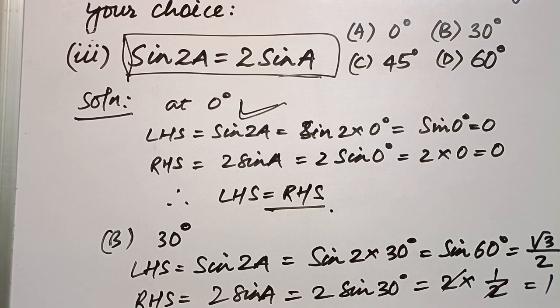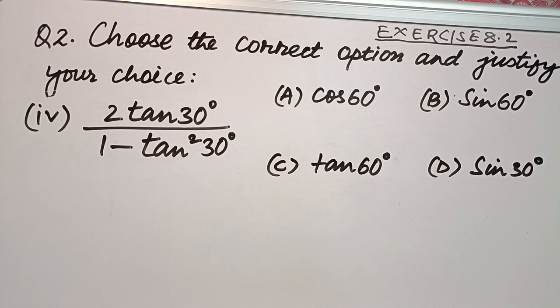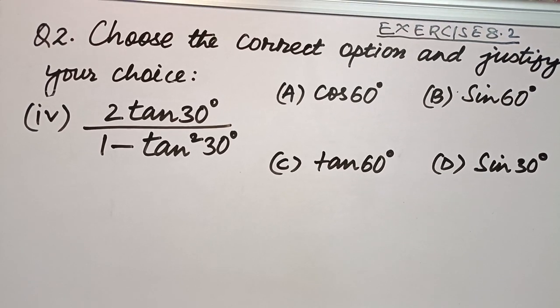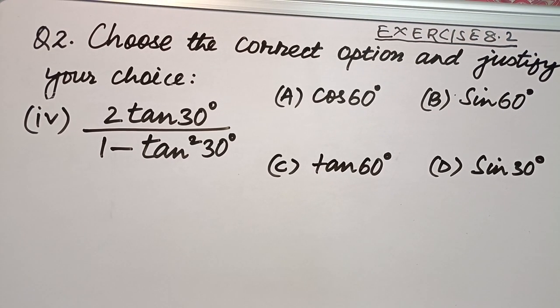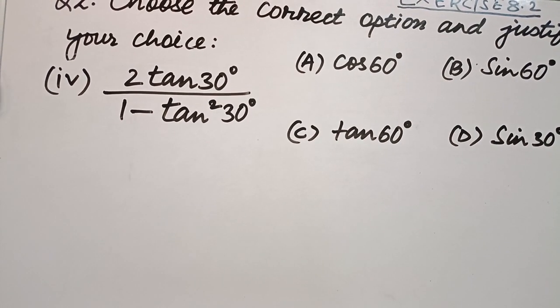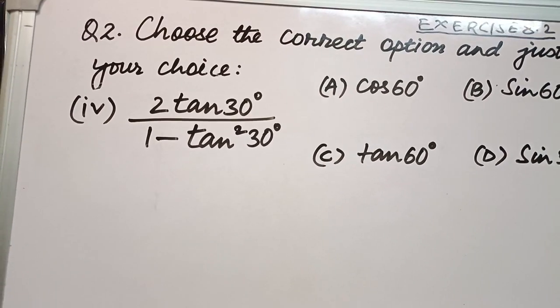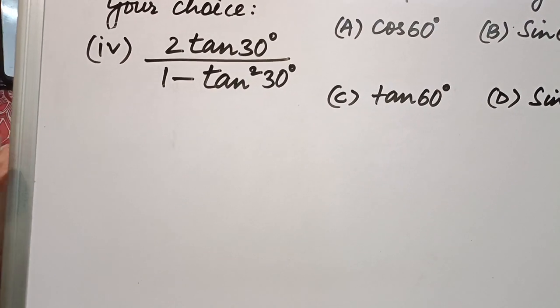Let us move to the next question. Roman number 4 says 2 tan 30 degree divided by 1 minus tan square 30 degree will be equal to cos 60, sin 60, tan 60 or sin 30. Among these 4 values we will check which one is going to be equal. In order to find that, we need to solve the question first, and then we'll check the value of these 4 options. The process will be the same as the previous questions. So let me solve the question first and then we'll check the options.